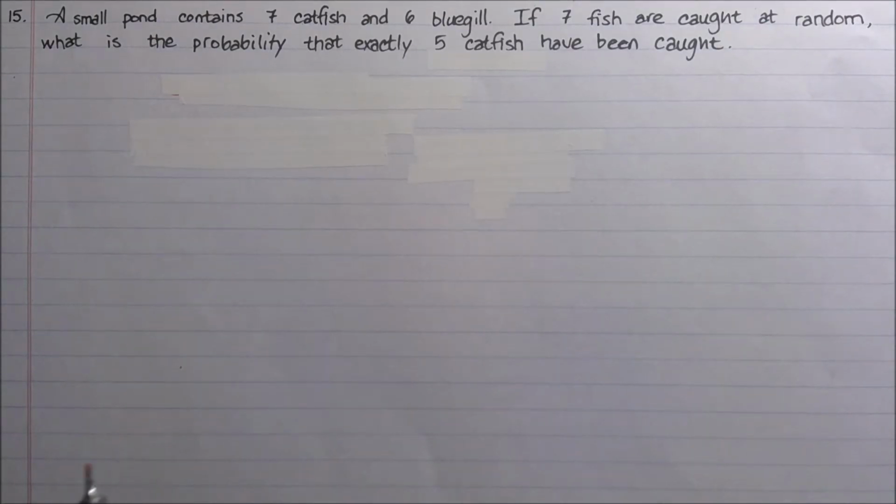All right, guys, we're looking at number 15. You've got a small pond that contains 7 catfish and 6 bluegill. If 7 fish are caught at random, what is the probability that exactly 5 catfish have been caught?